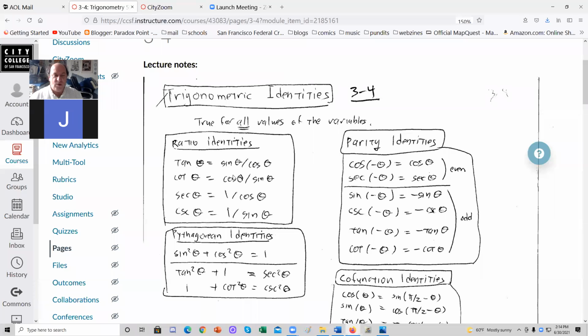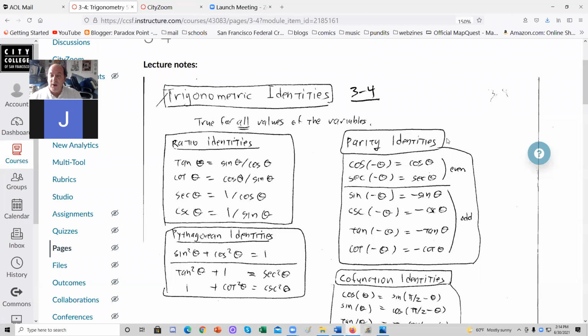So we've already gone through a few. Tangent is sine over cosine, cotangent is cosine over sine, secant is 1 over cosine, cosecant is 1 over sine. There are also Pythagorean identities. I mostly focused on this one: sine squared plus cos squared equals 1. If I divide this throughout by cos squared, you get tan squared plus 1 equals secant squared. If you divide this throughout by sine squared, you get 1 plus cotangent squared equals cosecant squared.